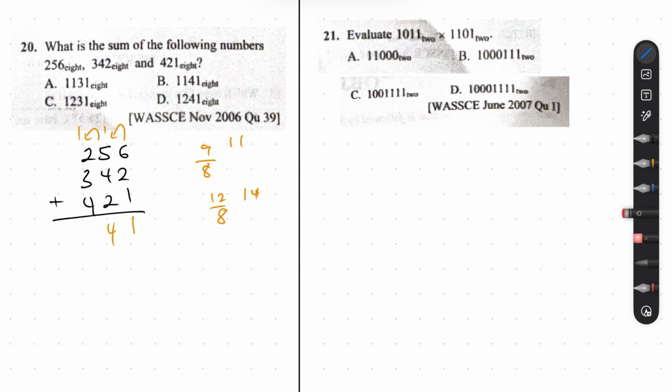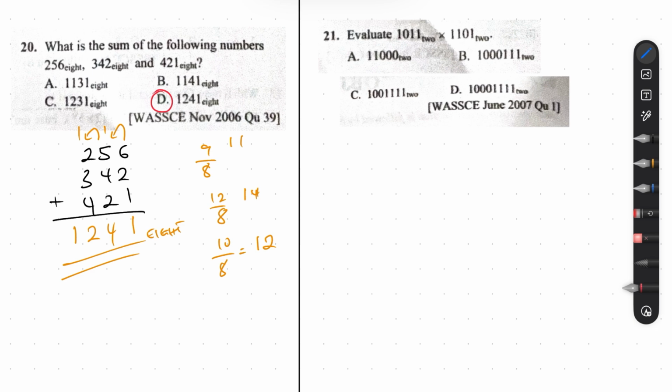So 1 plus 2 plus 3 plus 4, that will give us 10. 10 in base 8 will give us 1 carry 2. So we write that right here. So this is our answer: 1241 base 8. This is our answer. So we circle that, which is D.